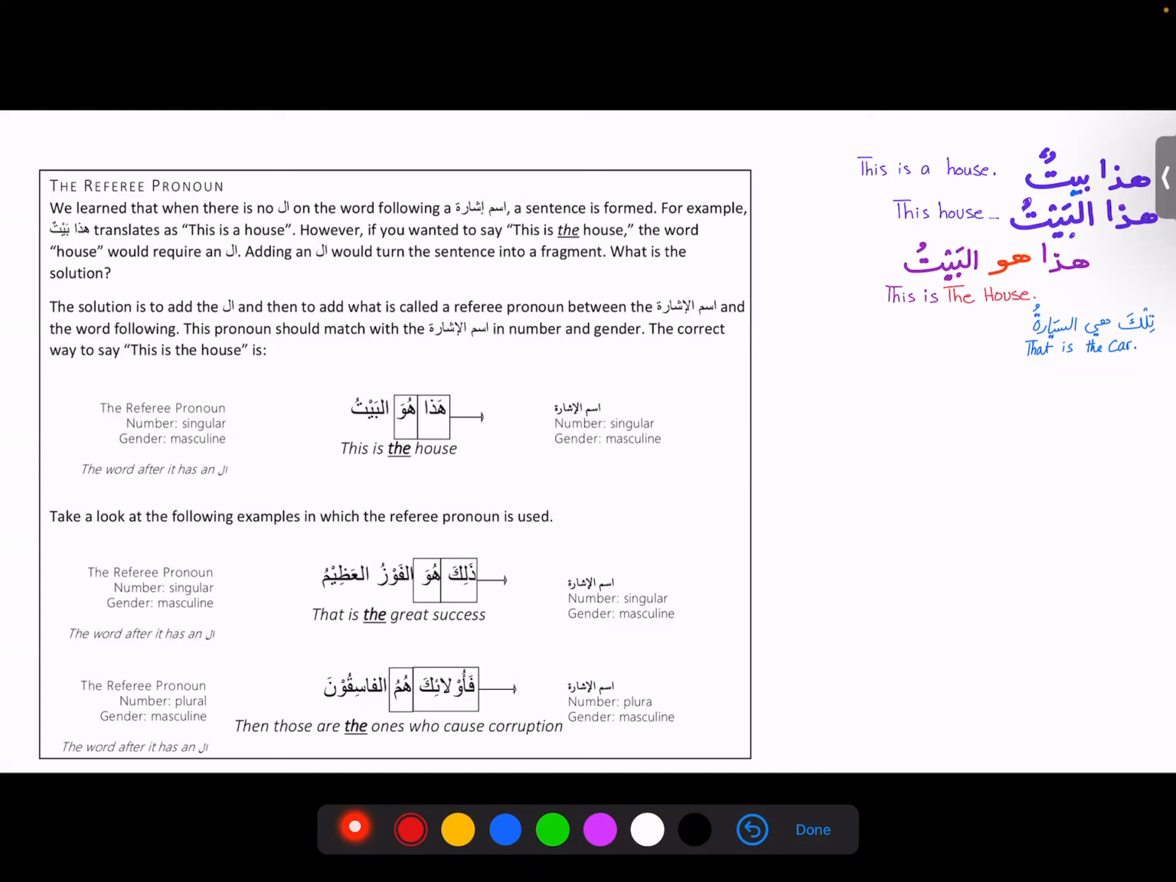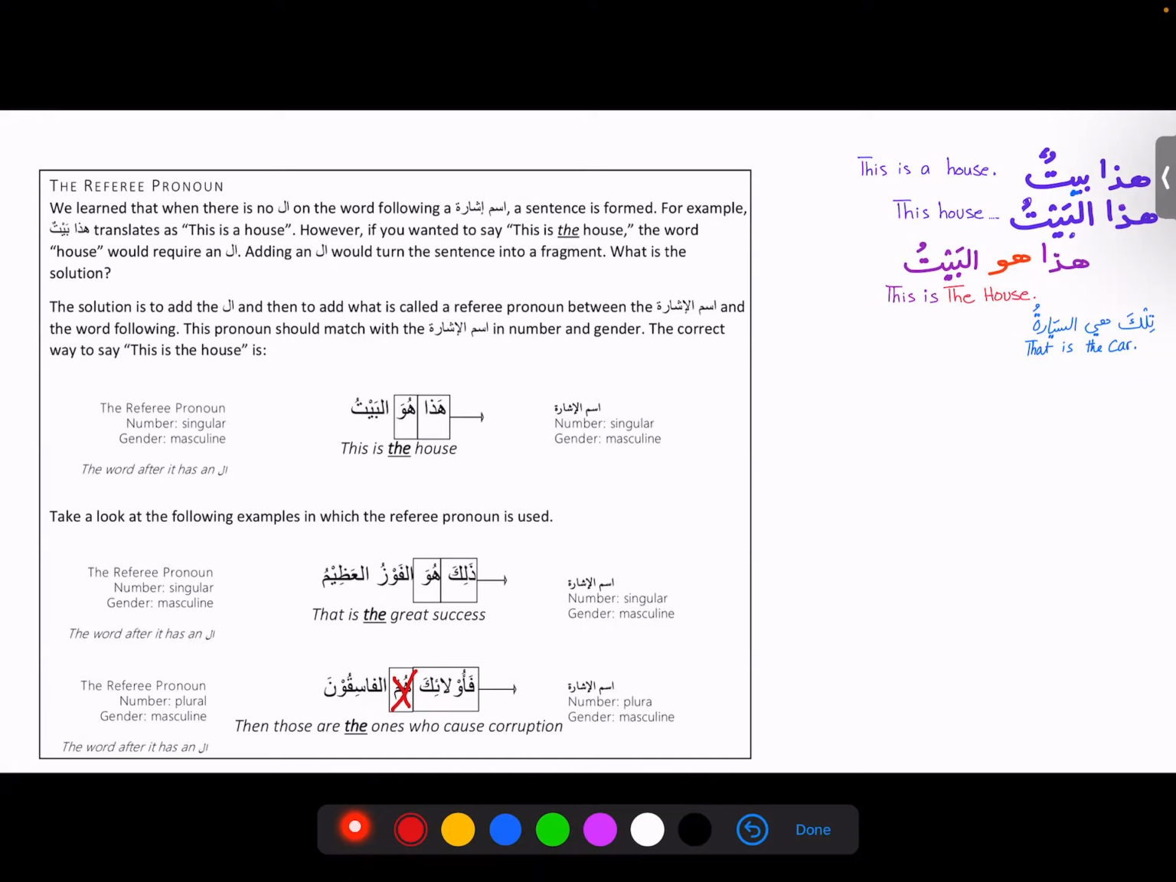Next one, فَأُولَٰئِكَ هُمُ الْفَاسِقُونَ. So let's say there is no hum over here: فَأُولَٰئِكَ الْفَاسِقُونَ. Translation would be? Those fasikun. No, again, you are making a sentence. Those sinners. So we need to say it as a fragment, right?